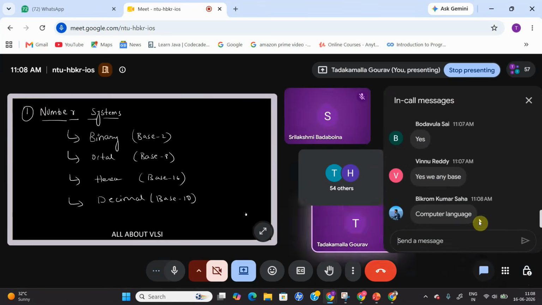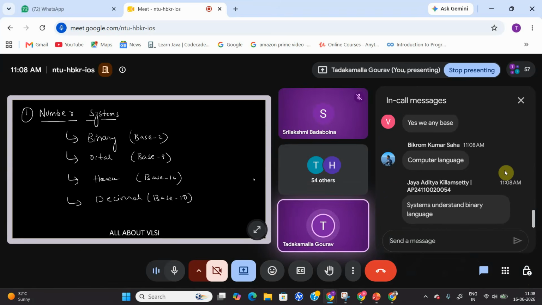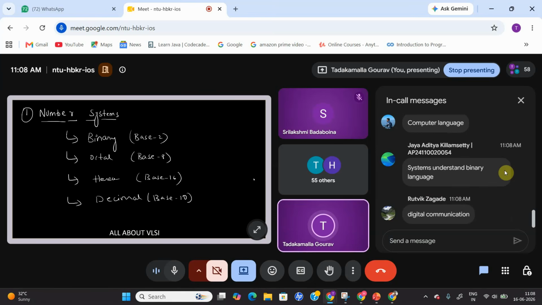So it is basically used in computer language. Systems understand binary language. Any other answers? What is the application of the binary number system? I will try to cover this entire course in an application-oriented manner so that in interviews we can give our answers in a more application-oriented way, like digital communications. Any other answers? Let's keep this session interactive so that neither you nor I will feel bored for this duration.